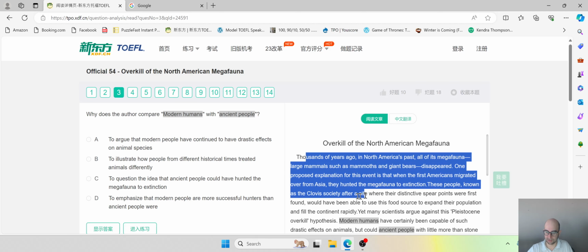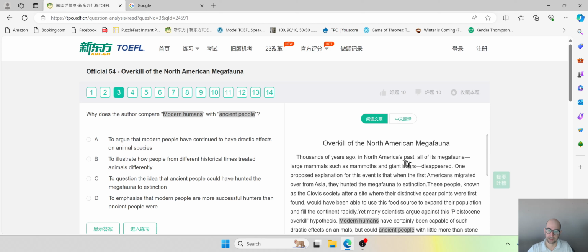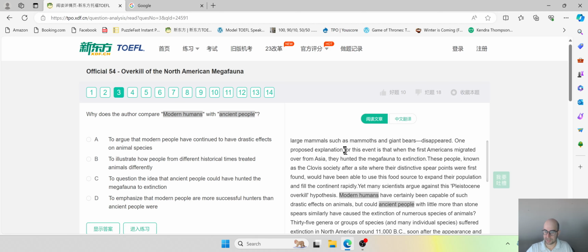Thousands of years ago in North America's past, all of its megafauna. And here, again, guys, dashes or parentheses explain what this information is. Large mammals such as mammoths and giant bears disappeared. Okay, got it. One proposed explanation for this event is that when the first Americans migrated over from Asia, they hunted the megafauna to extinction. These people, known as the Clovis Society, after a site where their distinctive spear points were first found, would have been able to use this food source to expand their population and fill the continent rapidly. Now, of course, if I was reading this for myself on the exam, I would read it a little faster than this in my head.